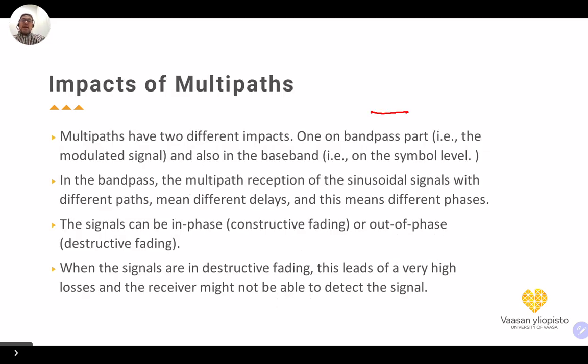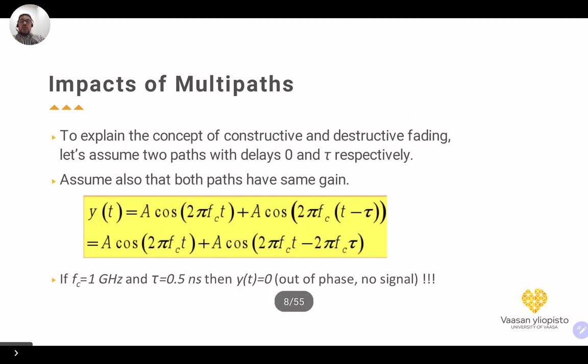Okay, so what is the impact of multipaths? In multipath, we actually have three major impacts. It can be in the time domain or in the frequency domain, and also it can be in the bandpass or in the baseband. Okay, in the bandpass, the received signal, as we can see here, assume that we have a received unmodulated cosine wave, and we have one direct wave and another one which has a different delay than the first one. So what happens? This signal would contribute 2 pi fc inside, so we will have 2 pi fc t minus 2 pi fc tau. And actually this is a phase difference between the first cosine and the second cosine.